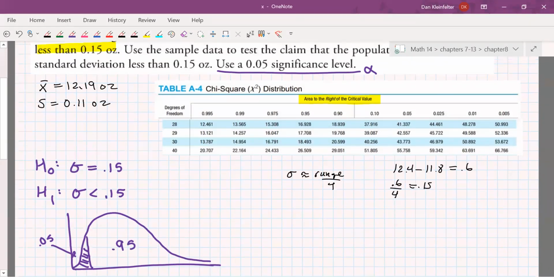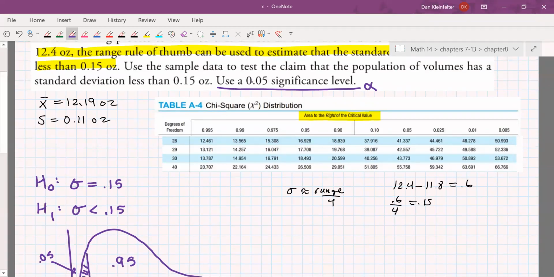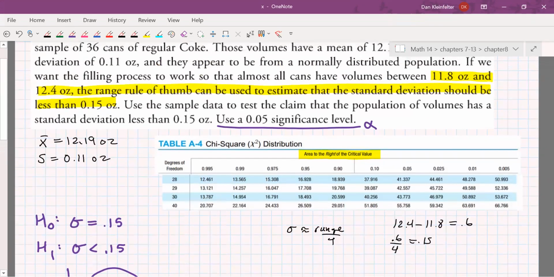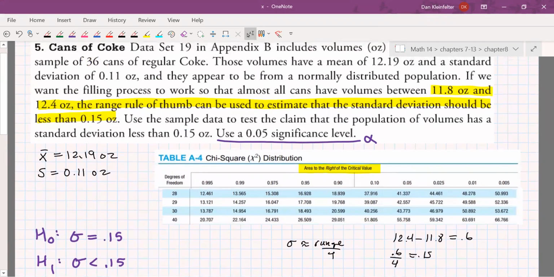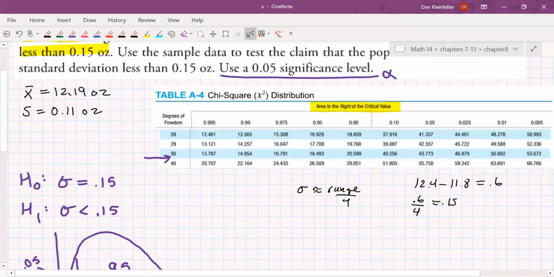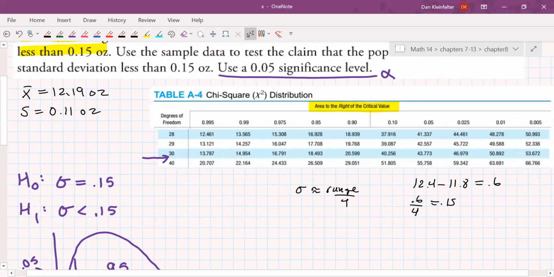So once again, we're given an alpha of 0.05. It's a left-tailed test, so we should have 0.05 in the left tail. The area under the whole curve is 1, so 1 minus 0.05 is 0.95. Our sample size is 36, which unfortunately doesn't fit in our chi-squared table. It's right in the middle of 30 and 40, so we could take the average of those.